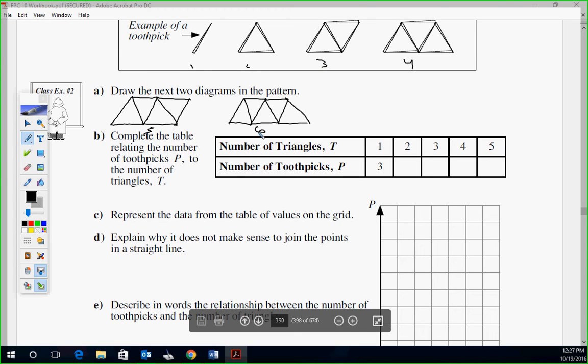Complete the table relating the number of toothpicks P to the number of triangles T. So 1 triangle happens with 3 toothpicks, so that'd be this one. 2 triangles is 1, 2, 3, 4, 5. And so it's going up by 2 every time.